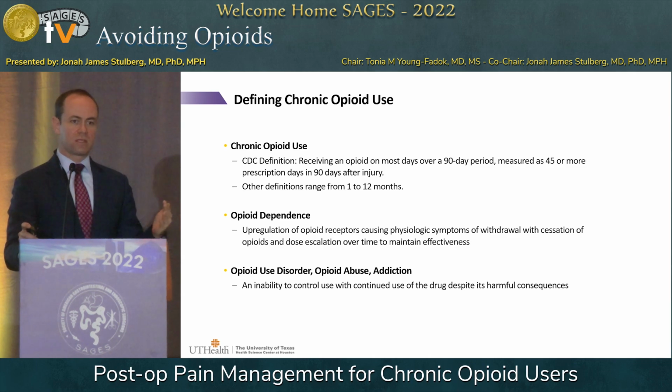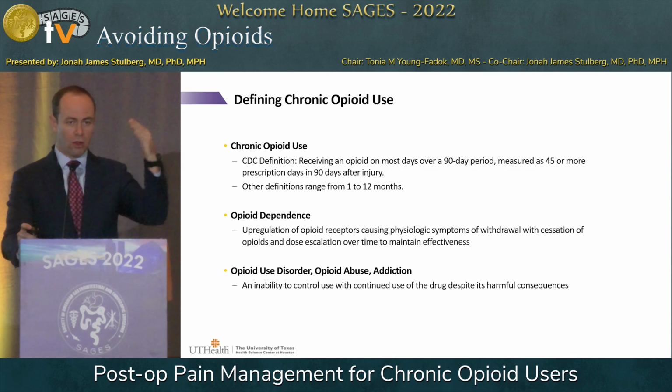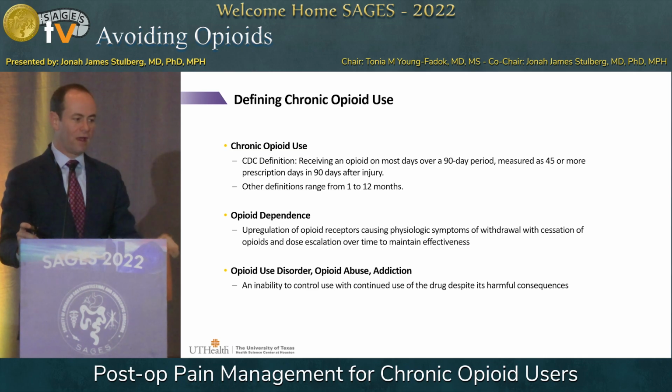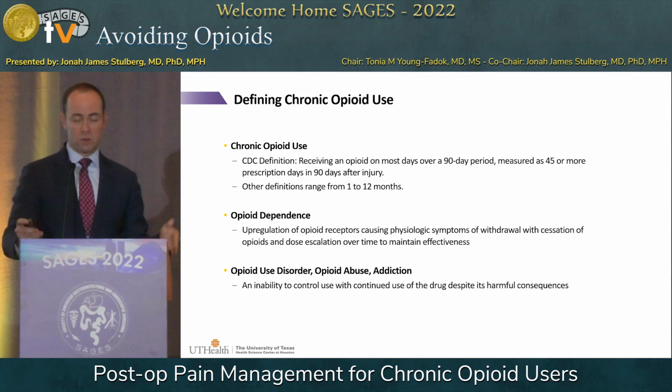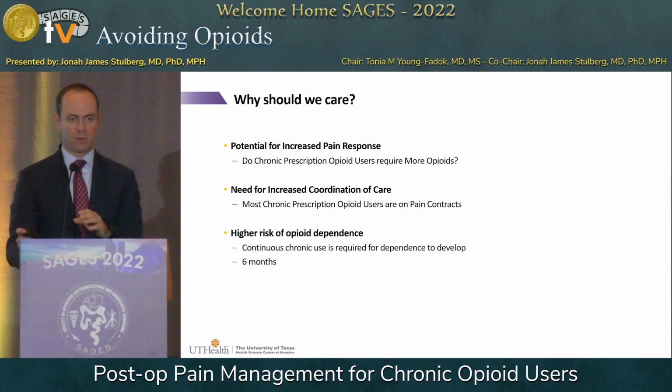That is abuse. That means they have an inability to control their use, that they're seeking it out, and it is an abnormal variation. So all three of those are very different. Most people who have chronic opioid use because they're being prescribed it are not necessarily dependent, and they certainly are not abusers. I think I've harped on that enough.